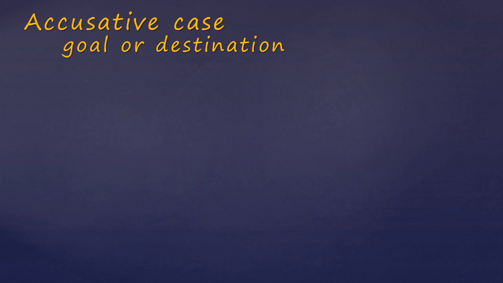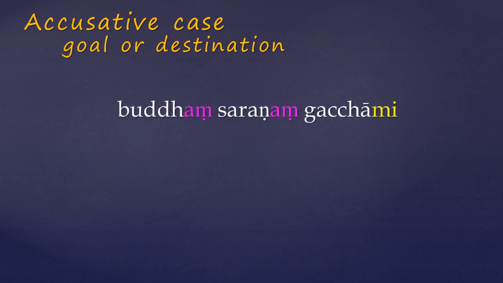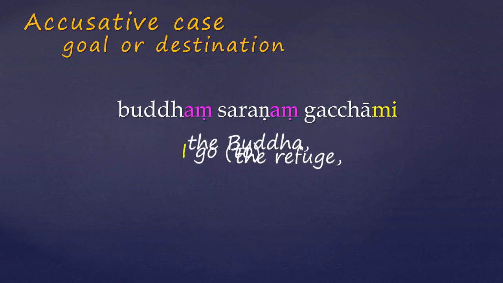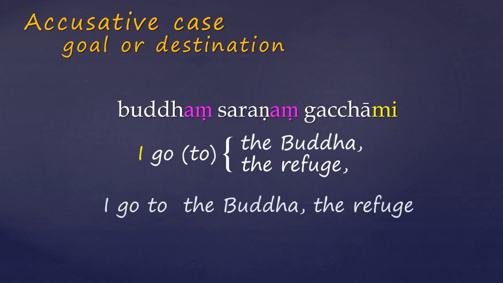And now we're armed with these concepts, we can take a line from the famous triple gem, Buddhang Saranang Gacchami, which a literal word for word is the Buddha, the refuge, I go to. Here the terms the Buddha and the refuge are in accusative case, indicating that they are the destination of the verb to go. And these two terms are actually in apposition, so a literal translation in English would be I go to the Buddha, the refuge.